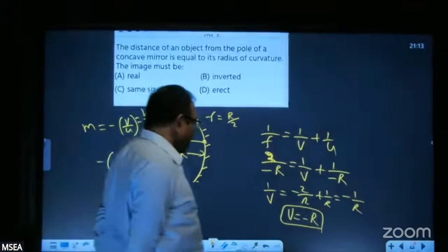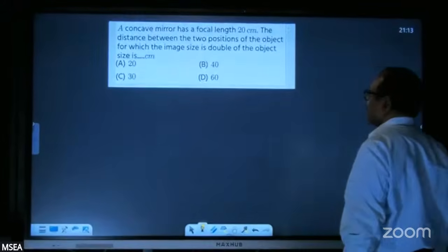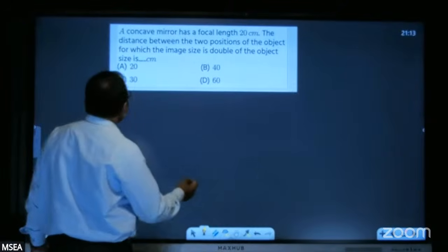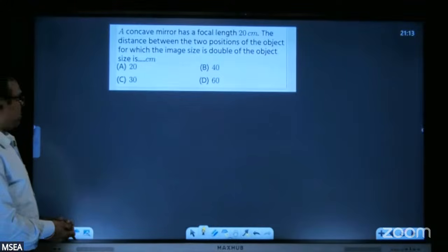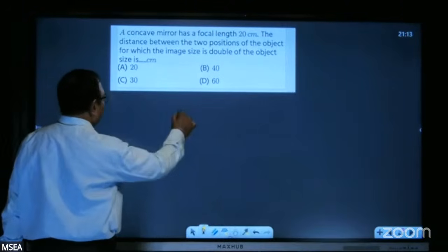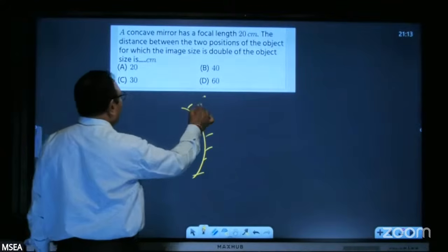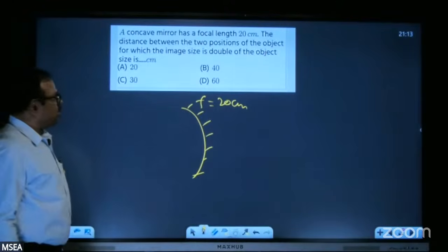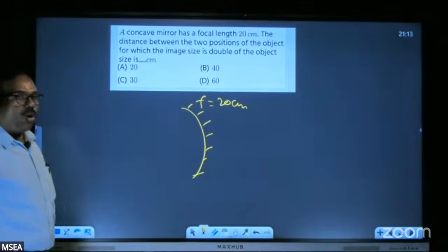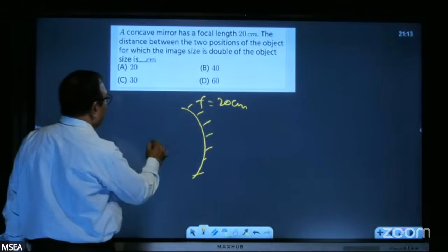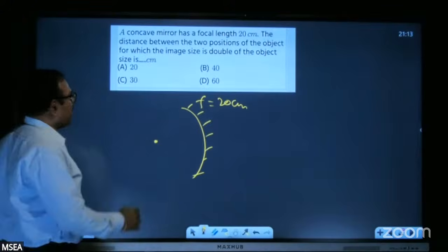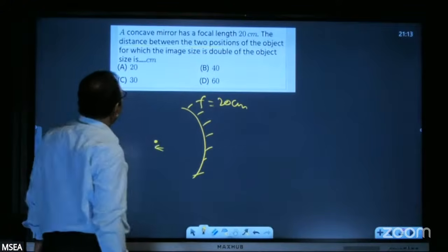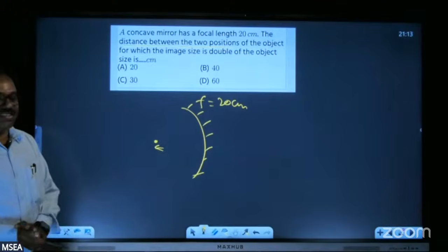Right. We go to the next question. Even this is also a concave mirror. A concave mirror has a focal length of 20 centimeters. The distance between the two positions of the object for which the image size is double the size of the object. So this is the object distance. What is asked? The distance between the two positions of the object for which the image size is double the size of the object.